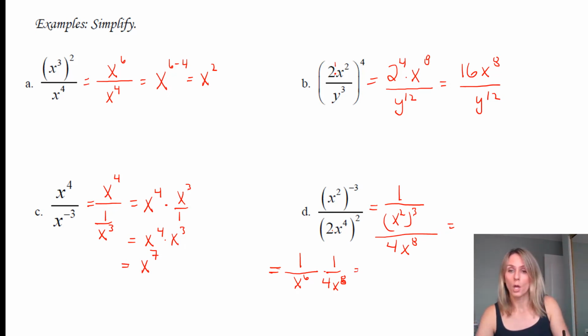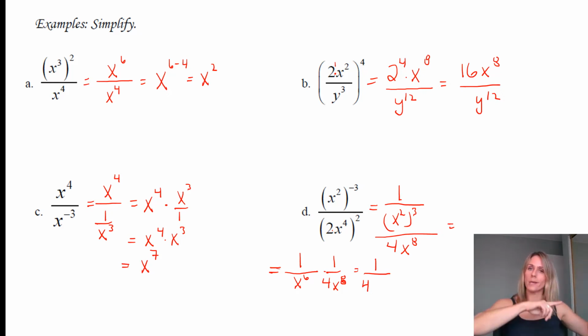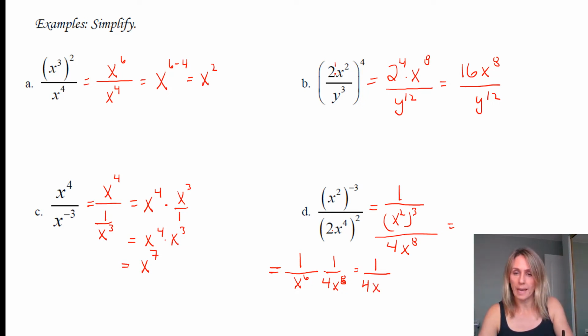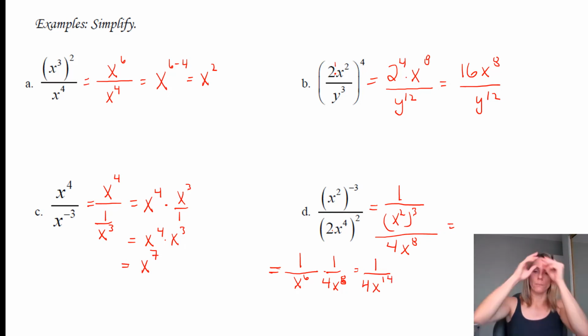Multiply straight across. So we just have 1 over, and then we have a 4. We usually put the constant first. Then x to the 6th times x to the 8th. We're multiplying things with the same base, so we add our two exponents together. 6 plus 8 is 14. And here's our final answer.